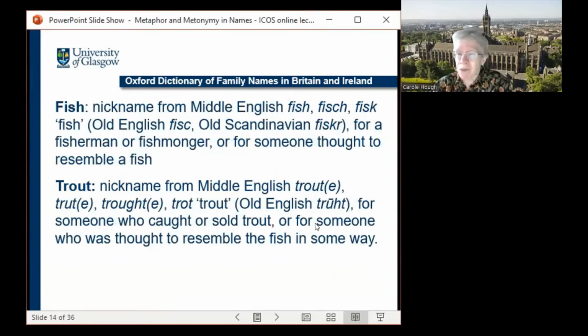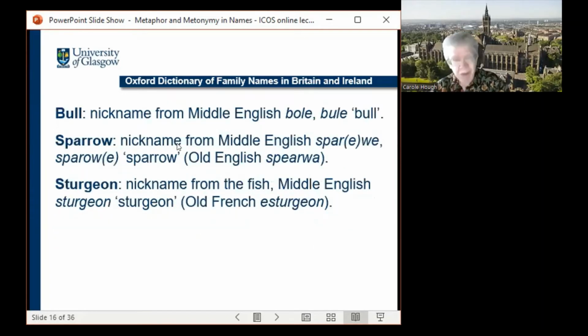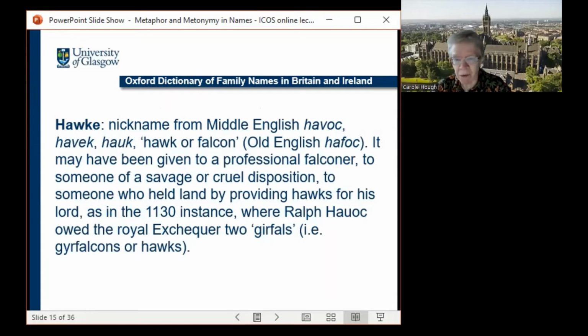There is a wide range of surnames for which metaphorical or metonymic interpretations are possible, and which are therefore ambiguous between occupational and characteristic surname types. The entry for fish treats it as either an occupational surname for a fisherman or fishmonger, hence metonymic, or characteristic surname for someone thought to resemble a fish, hence metaphorical. Trout is explained as either for someone who caught or sold trout, or for someone who was thought to resemble the fish in some way. The only way such ambiguities can be definitively resolved is where there is prosopographical information on the original surname.